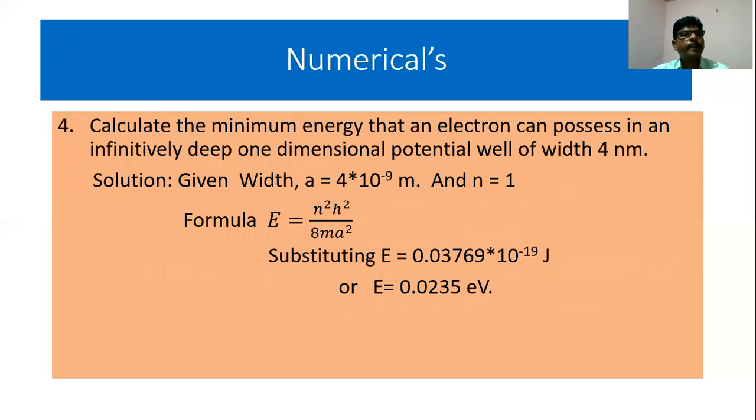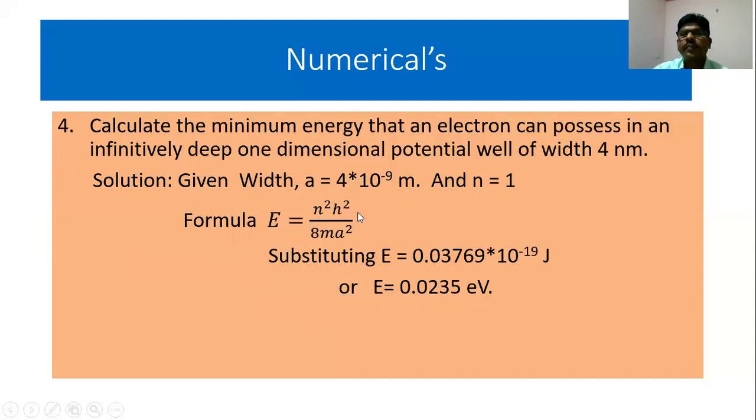Now the fourth problem. Calculate the minimum energy that an electron can possess in an infinitely deep one-dimensional potential well of width 4 nanometer. So given is the width, which is 4 × 10^-9 meter. And we take n equal to 1 because it's the minimum energy. What is the formula? We know E is equal to n square h square by 8 m a square. n is equal to 1.